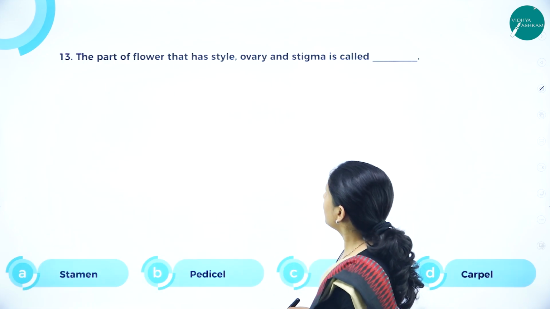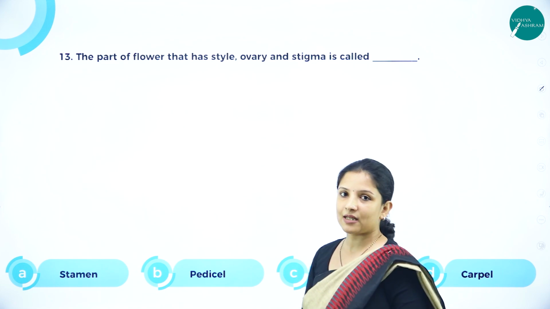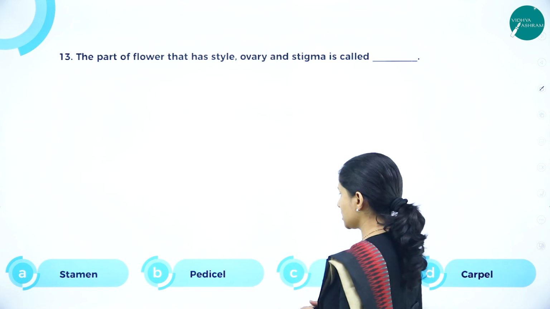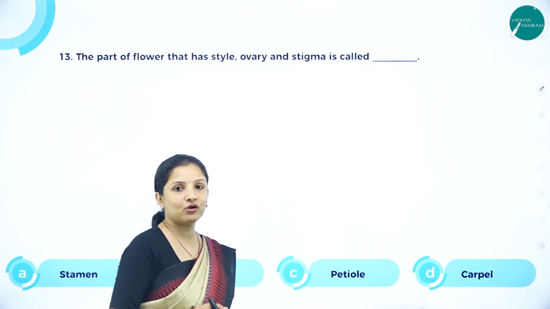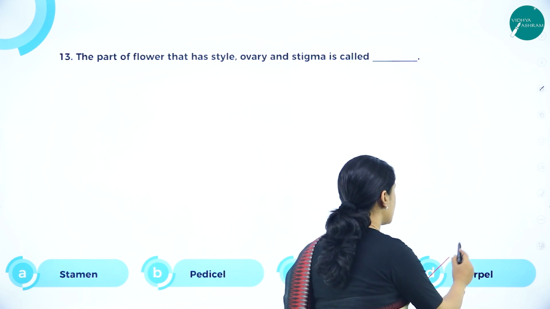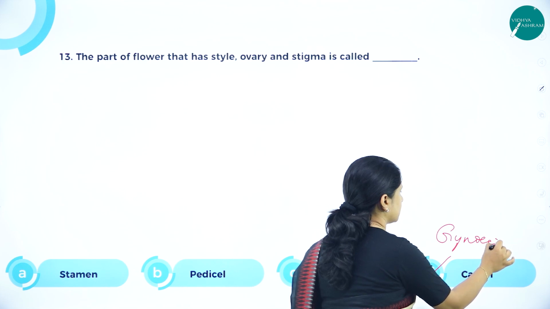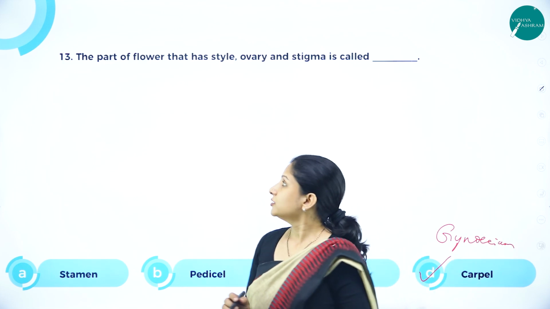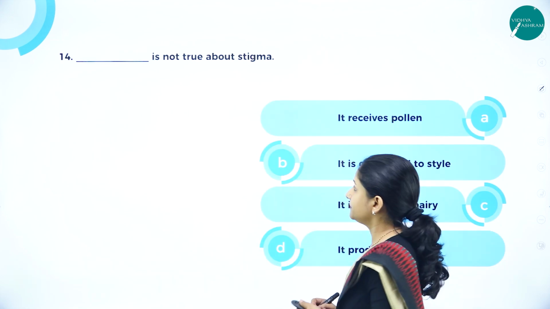Next, the part of flower that has style, ovary and stigma is called stamen? No, because stamen has anther and filament. Pedicel is the stalk of the flower. Petiole is the stalk of the leaf. It is carpel, or they can give the option here as gynoecium. So, the part of a flower that has style, ovary and stigma is called carpel.